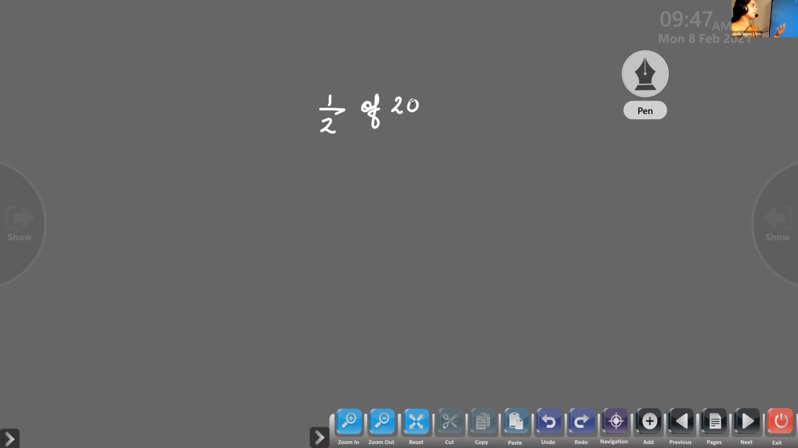Half of 20. That means the meaning of the question is that 20 you have to divide into two equal groups, and if you are dividing like that, how many will be there in one group? That is the meaning of this question. To find this, you don't want to draw 20 balls or something. It is easy to find.